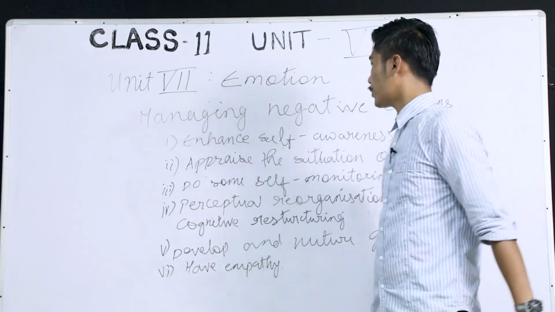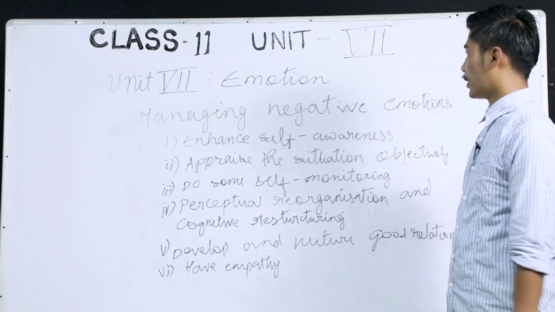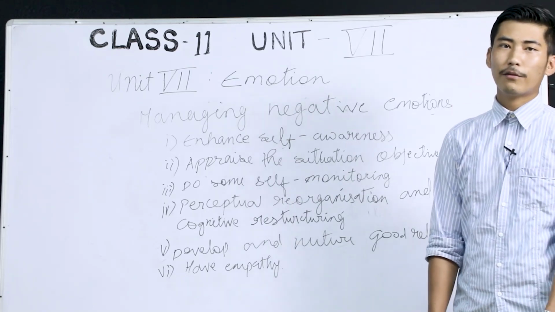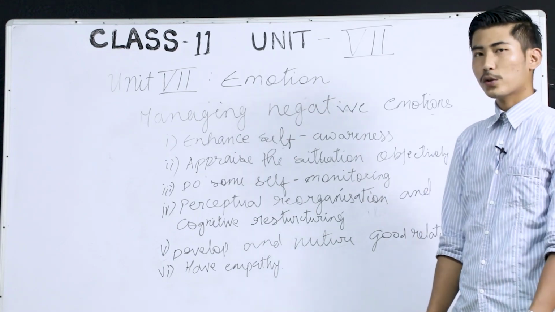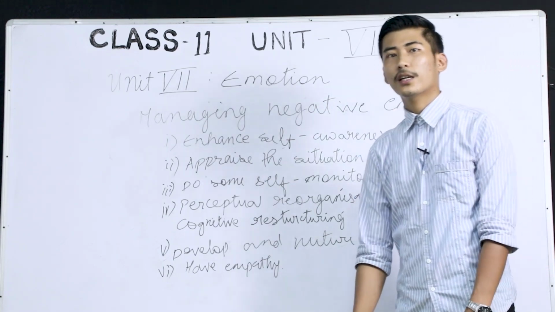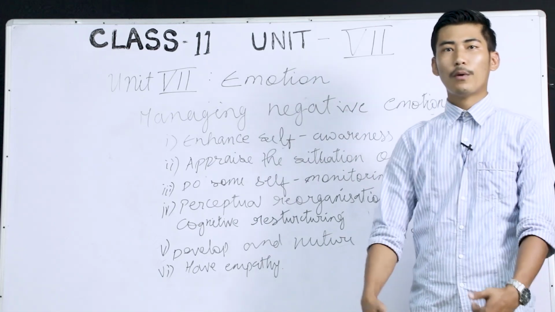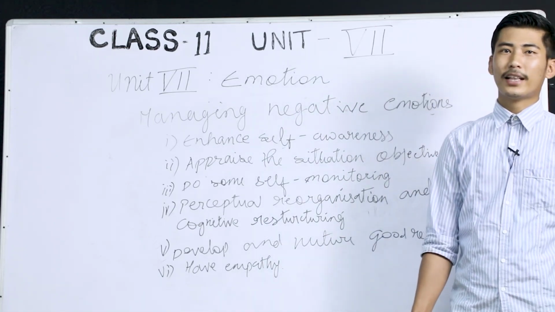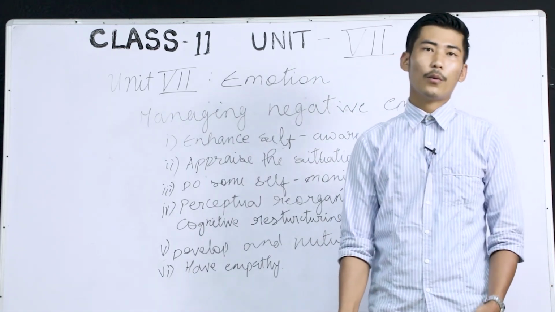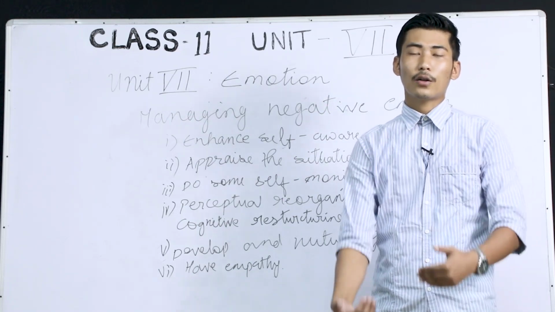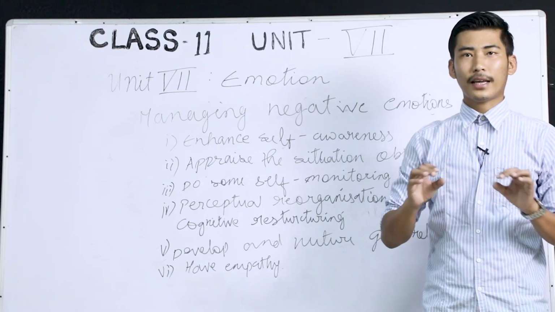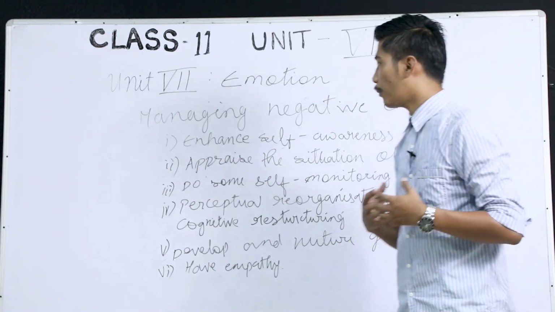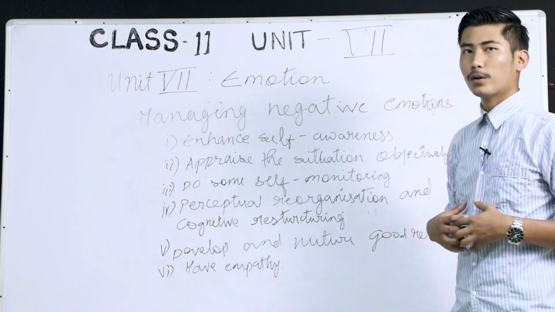The third one is do some self-monitoring. Self-monitoring is a very, very important technique of how to handle your negative emotions. Self-monitoring is basically day-to-day life. When you come home, you can sit back for at least 5 minutes and think, okay, what have I done today in order to maintain my emotional level at an average point? So you can monitor your behavior, your self-monitoring.